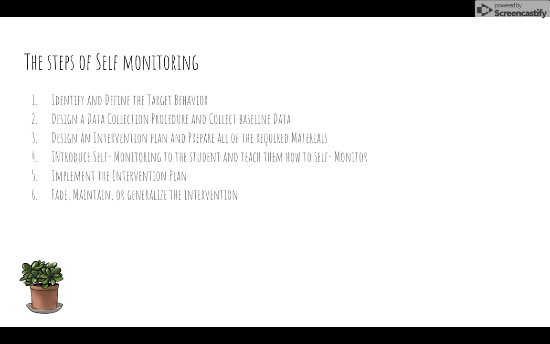So, step one, you identify and define the target behavior. Step two, design a data collection procedure and collect baseline data. Step three, design an intervention plan and prepare all the required materials. Step four, introduce self-monitoring to the student and teach them how to self-monitor. Step five, implement the intervention plan. And step six, fade, maintain, or generalize the intervention. And the intervention spoken about in this entire presentation is all about self-monitoring.